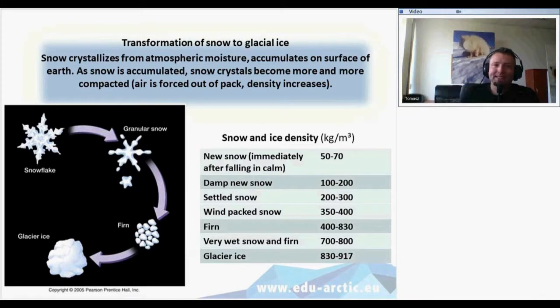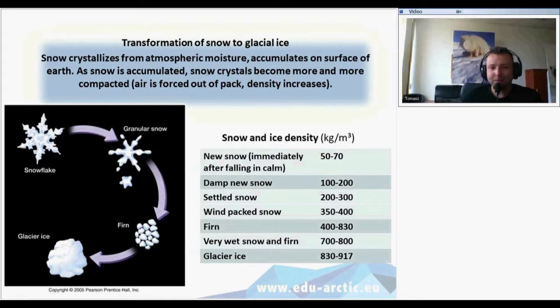But how do we transform the snowflake, which is really light, into glacier ice? The snow crystallizes from atmospheric moisture, then accumulates on the surface of the earth when it falls as snowfall. When it's accumulated, snow crystals become more and more compacted, so it appears as granular snow. The air is forced out of the pack, the density increases, and then firn can appear. If the layers above squeeze and push down, glacier ice can be produced.